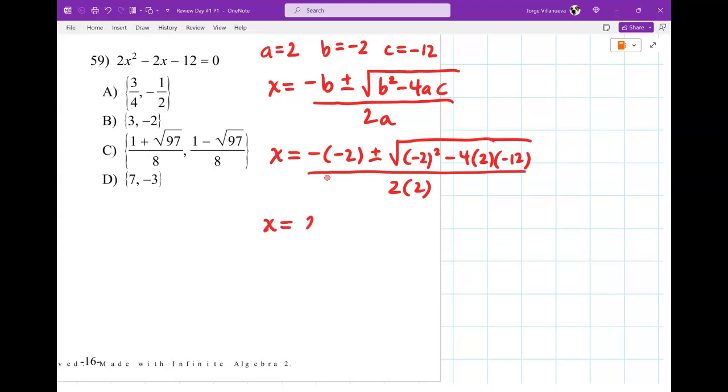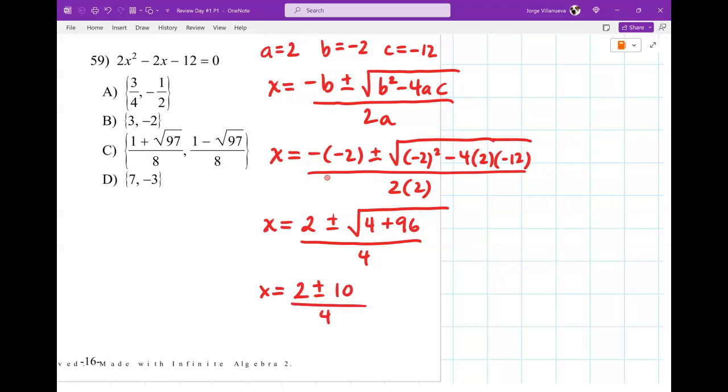So X is equal to a positive 2 plus or minus the square root of negative 2 squared is 4. And negative 4 times 2 times negative 12, let's see, that's going to be 8. And 8 times 2, that's 16, so that's 96. So plus 96 over 4. Well, 4 plus 96 is 100. What's the square root of 100? 10, right?